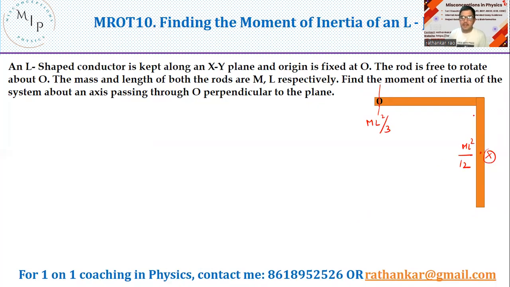In the earlier case, he assumed that there is an axis here. We did not have anything like this. Because with respect to this axis, this also moves in a circular path. This also moves in a circular path. You cannot assume something like that. Now ML square by 12.